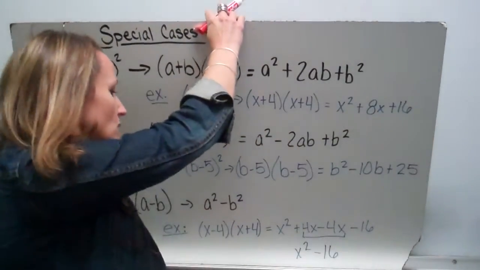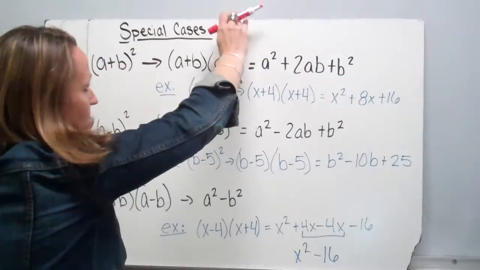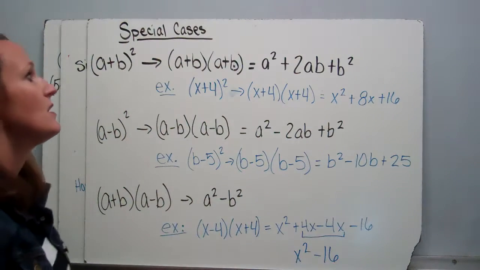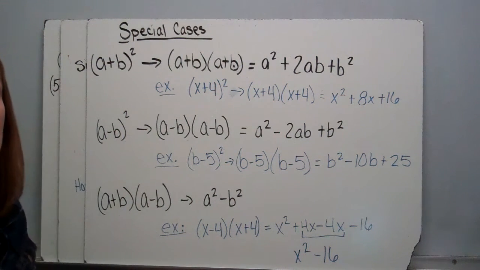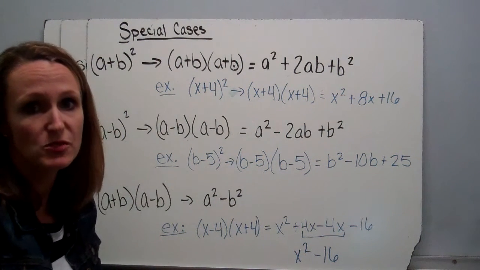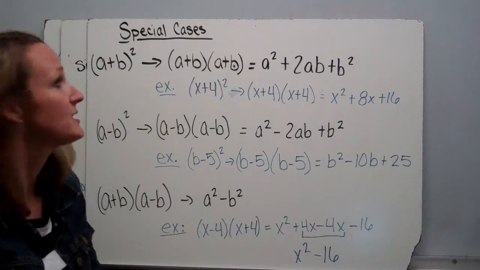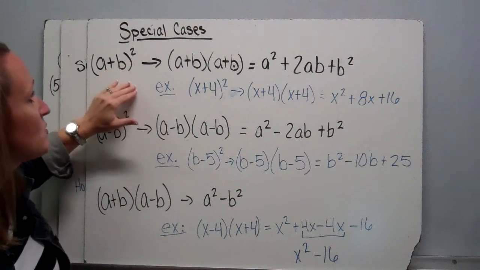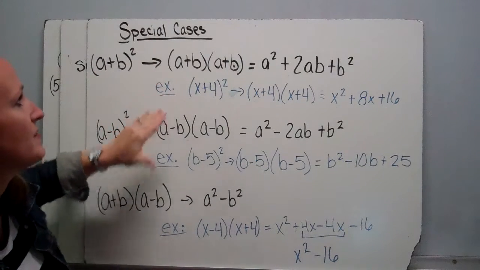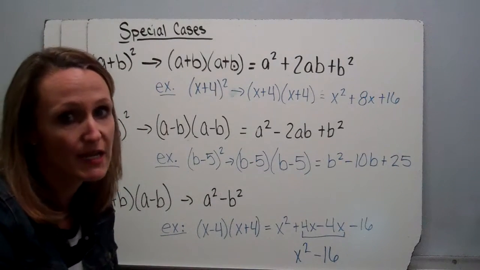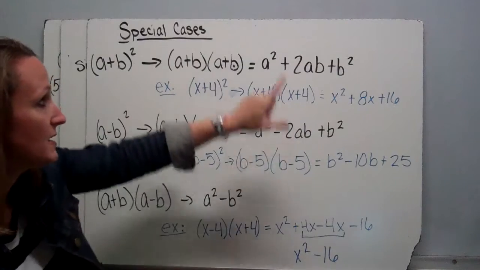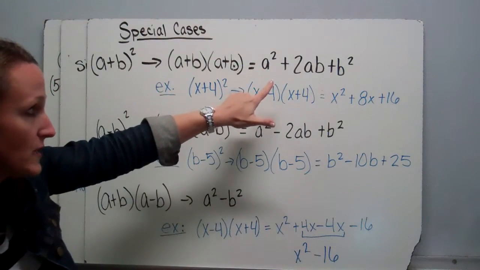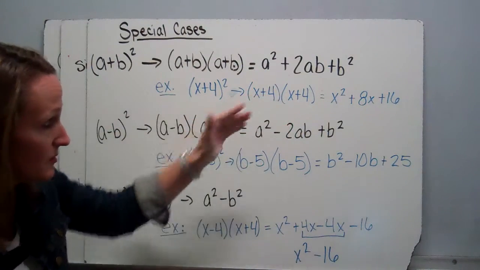So then we have some special cases. You can still FOIL, but you can kind of remember these and it eliminates a little bit of work. The first one is what happens if we have a plus b squared. Or what are we doing? A plus b times a plus b. Well, your answer is always going to come out to be a squared plus 2 times a times b plus b squared.